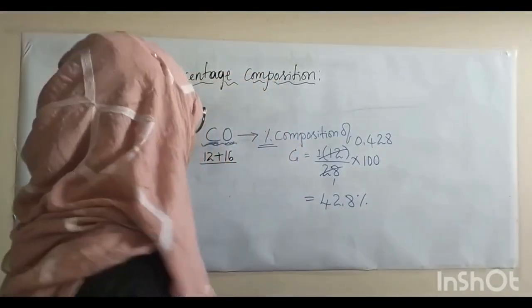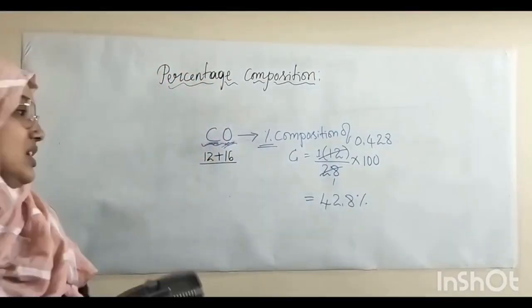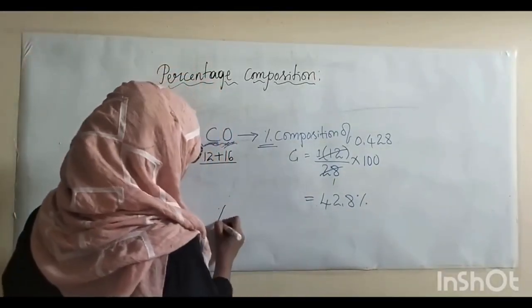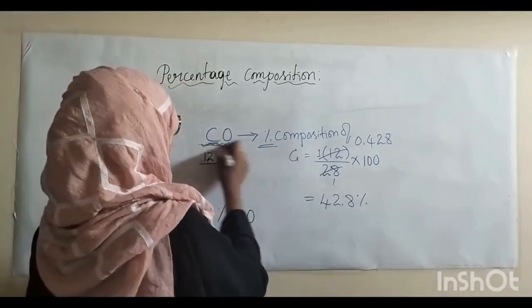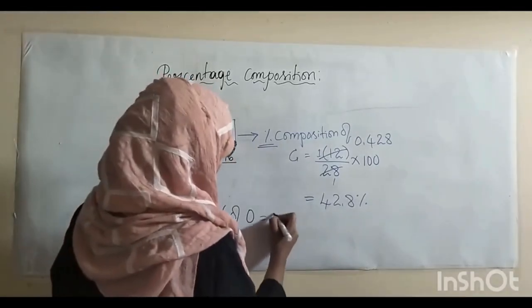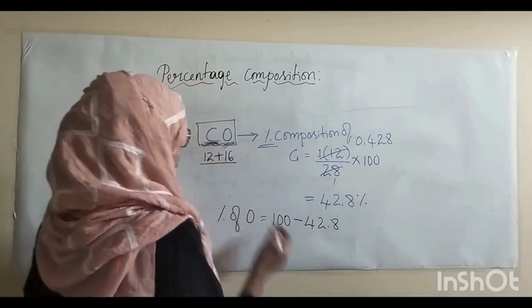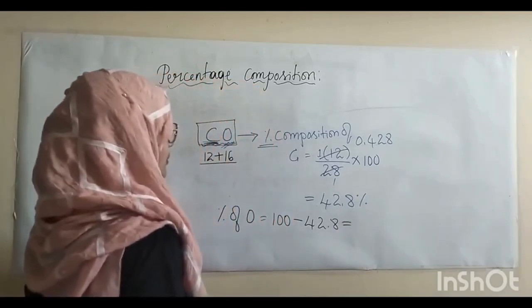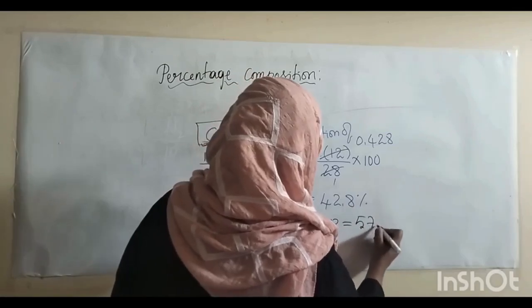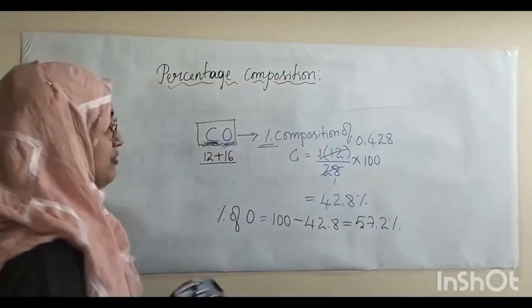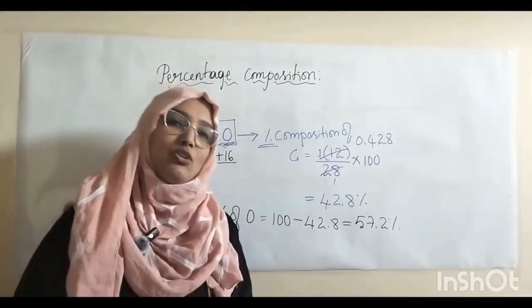Correct? Okay. Similarly, let's check for oxygen. So how much oxygen can we have here? It's very simple. Percentage of oxygen. Please don't do all this again. It's very simple because we have only 2 elements here. You can just do 100 minus the percentage of carbon. That will come up to 57.2. 57.2% of oxygen. So this is how you have to check for the percentage composition.